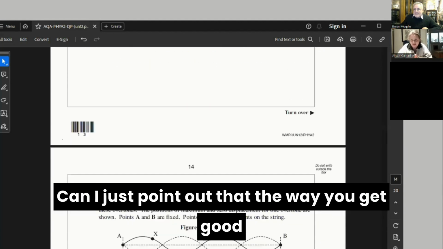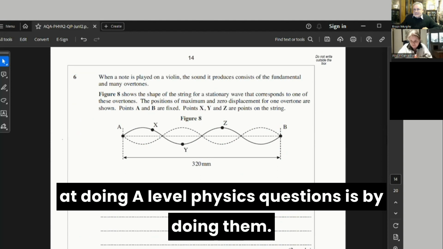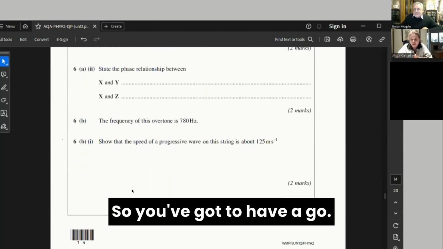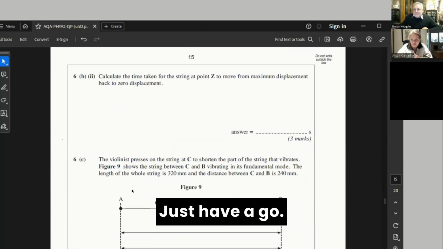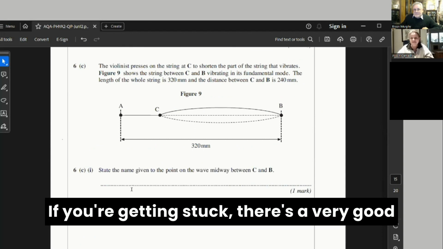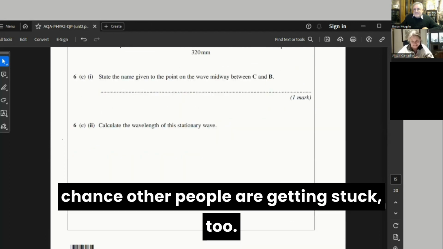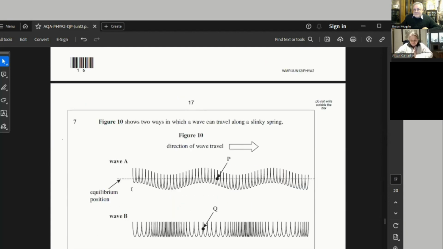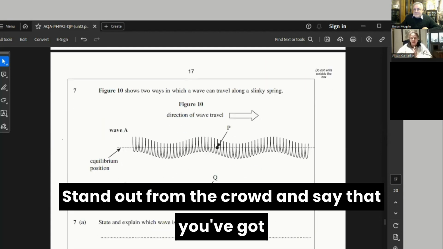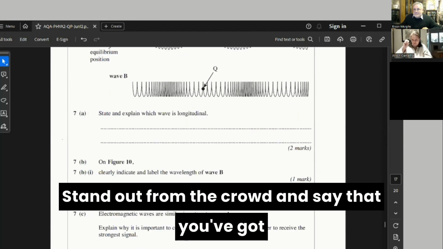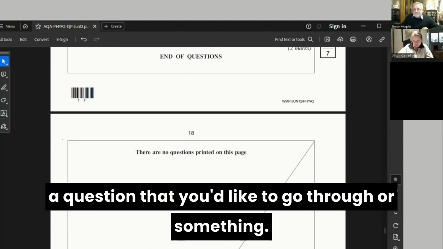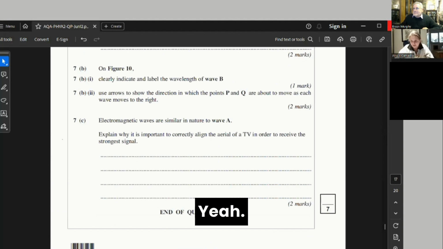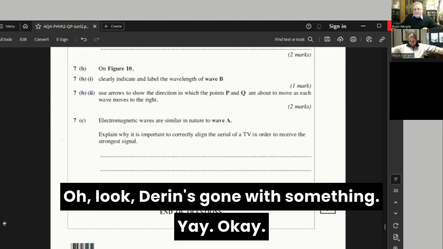Okay, has anybody brought any questions to go through? Can I just point out that the way you get good at doing A-level physics questions is by doing them. So you've got to have a go. If you're getting stuck, there's a very good chance other people are getting stuck too. So be brave, stand out from the crowd and say that you've got a question that you'd like to go through. Oh, look, Darren's gone with something.